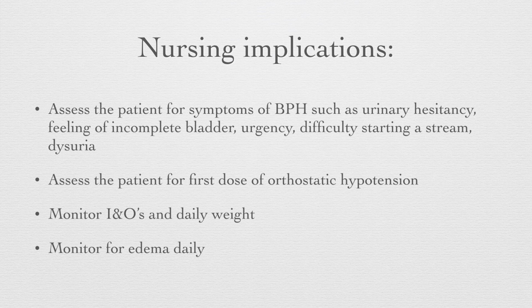Some nursing implications that we would do for our patients that are taking Tamsulosin or Flomax. We would assess the patient for symptoms of BPH, such as urinary hesitancy, feeling of incomplete bladder, urgency, difficulty starting a stream, or dysuria. Assess the patient for first dose of orthostatic hypotension.